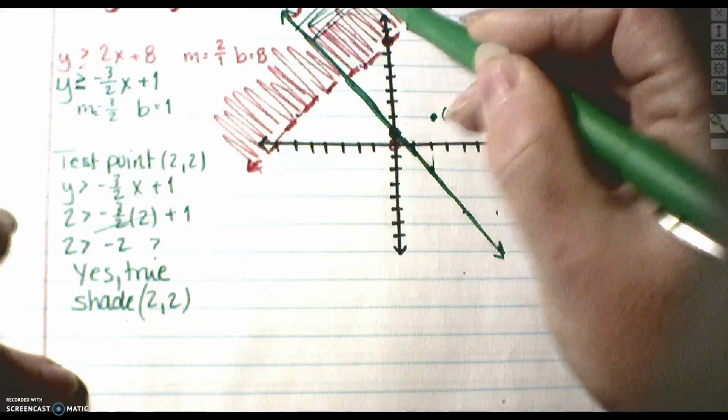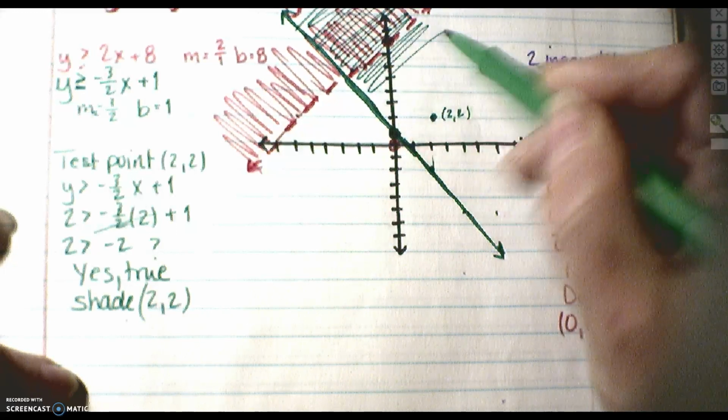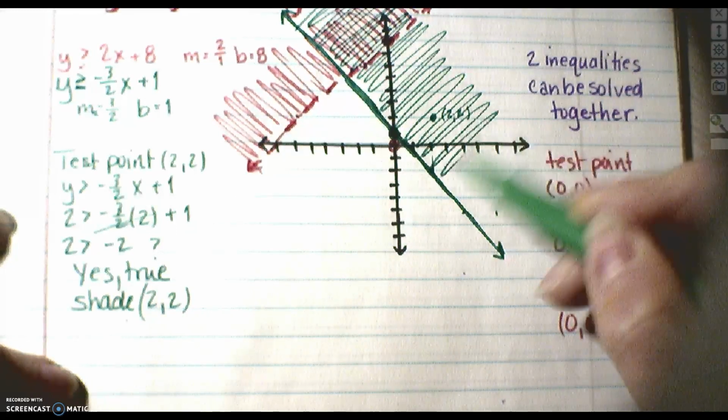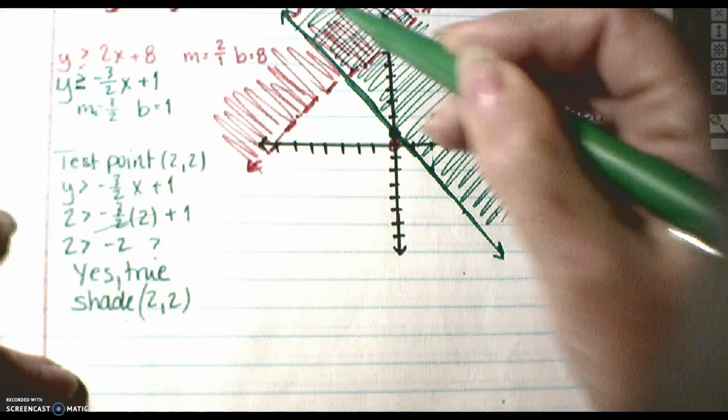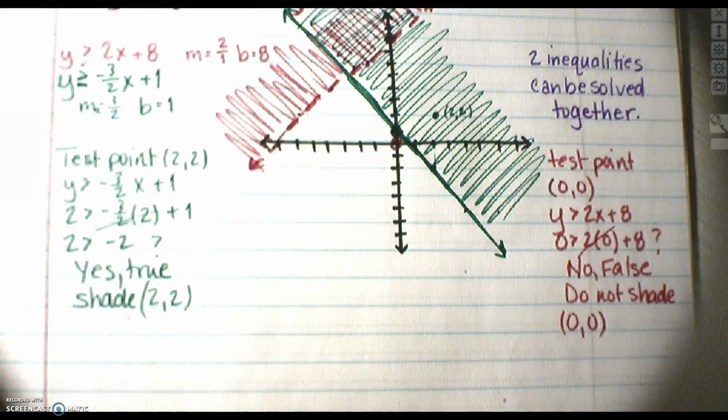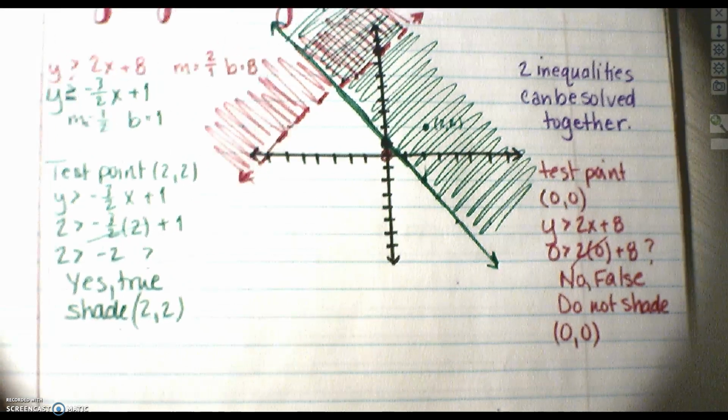So our test point's up here. So that means everything on top of this line is going to get shaded. Notice how you have to shade everything relatively neatly so that you can see what's going on. Just like, pretty much any graph needs to be relatively neat.